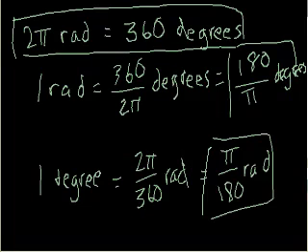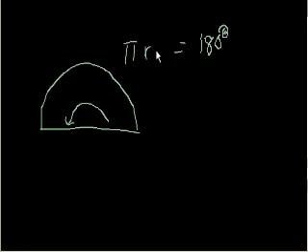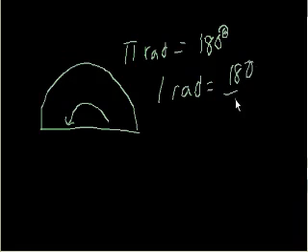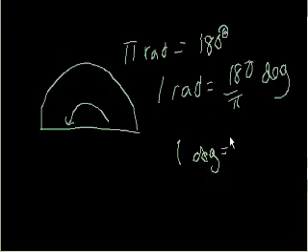Or another way, and it makes the algebra a little simpler, is if you just think of a half circle. A half circle, this angle is 180 degrees, right? That's a degree sign. I could also write degrees out. And that's also equal to pi radians, right? So pi radians equal 180 degrees, and we can get the same math. 1 radian equals 180 over pi degrees, or 1 degree is equal to pi over 180 radians.